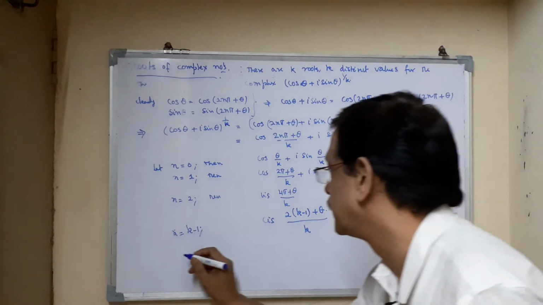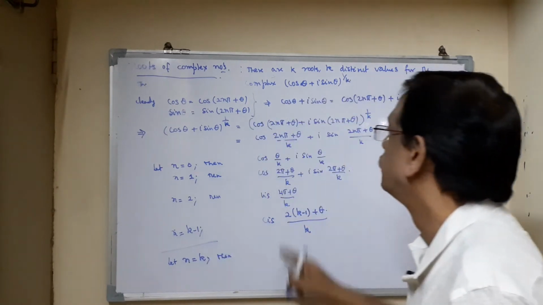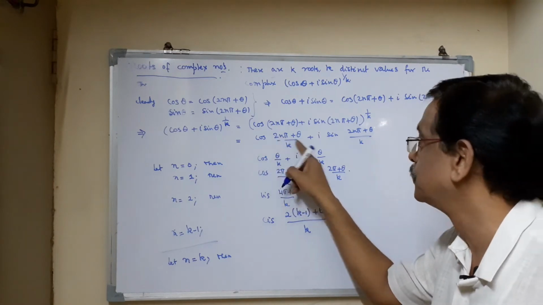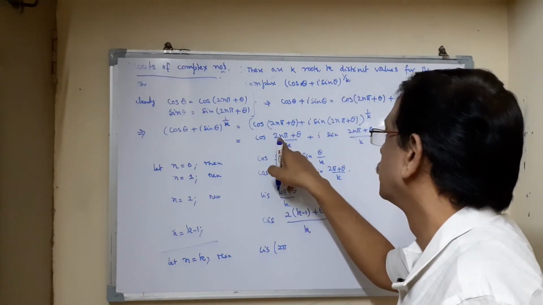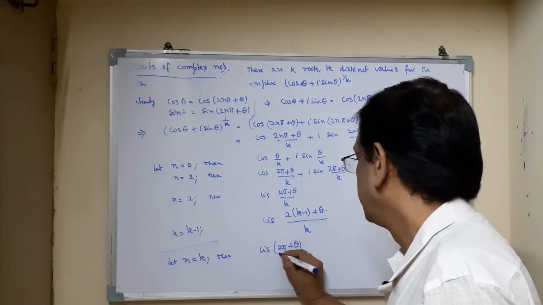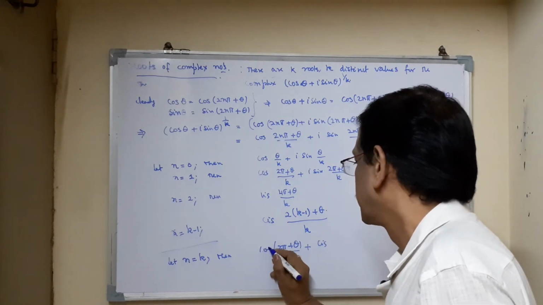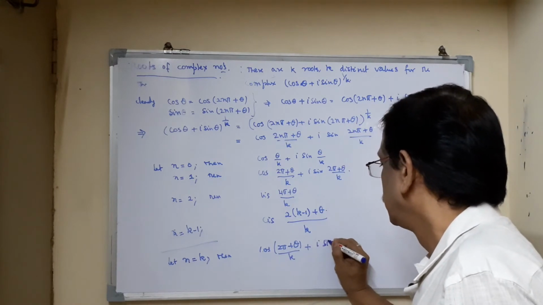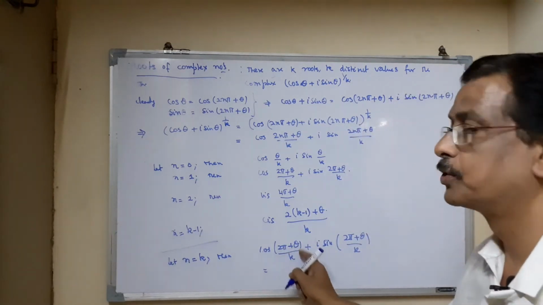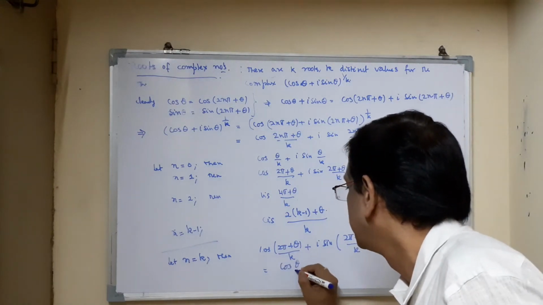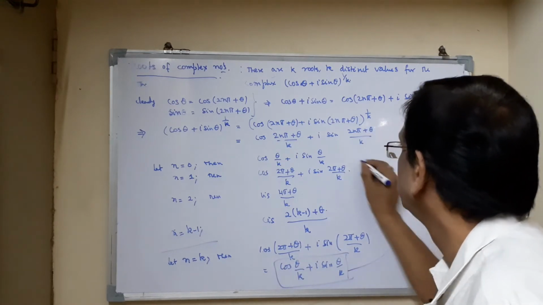Let us see what happens when n equal to k. If you put n equal to k, you will get 2k by k, which is 2, so cis of 2 pi. Look at this carefully. If I put n equal to k, this is cis of (2 pi plus theta) by k, meaning cos of (2 pi plus theta) by k plus i sin of (2 pi plus theta) by k, which is nothing but cos theta by k plus i sin theta by k, which boils down to n equal to 0.